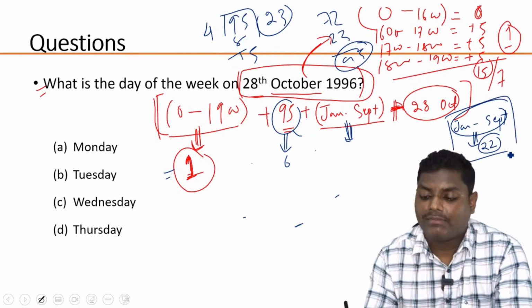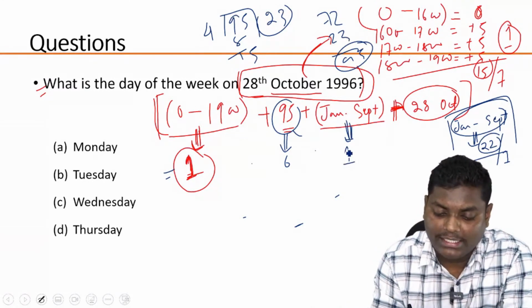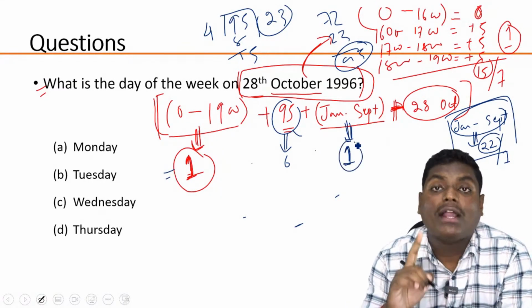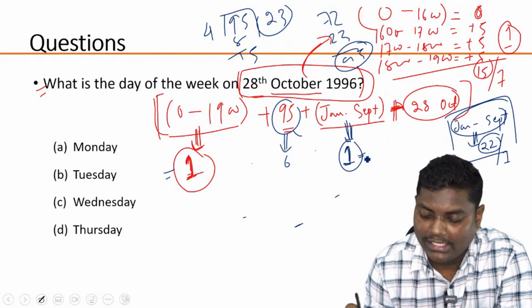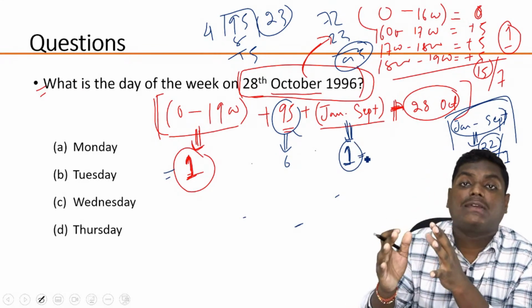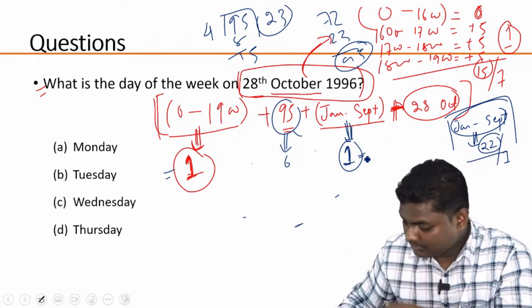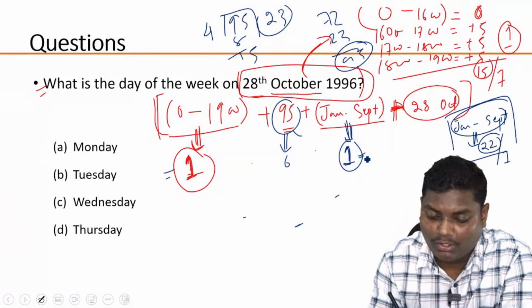So 22, if we divide it by 7, we are getting 1 odd day. Since 22 days, we are getting 1 odd day from January to September. Okay, from January to September, 1 odd day we are getting.